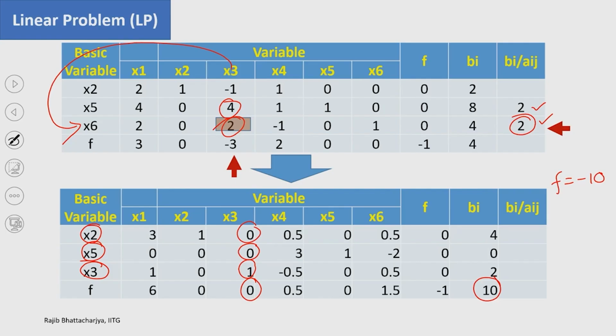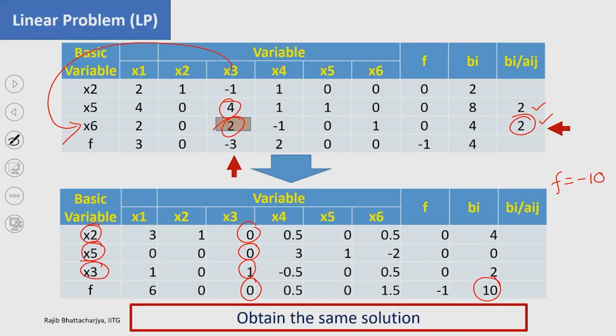So, what are we getting now? We are getting the same solution, is it not? That is x2 equal to 4 and x3 equal to 2. Okay. So, therefore, the rule says that if there is a tie, where both are equal, you can take one of them and you will get the same solution.